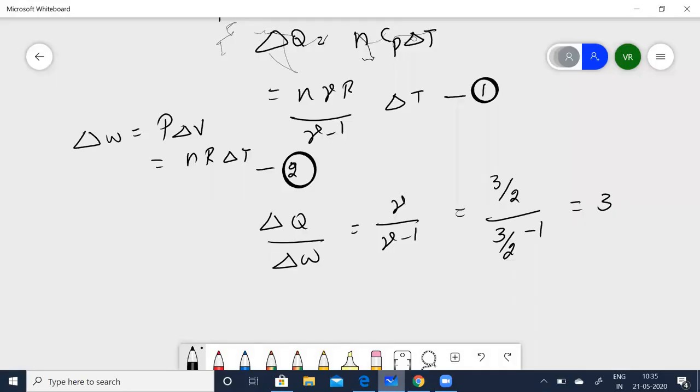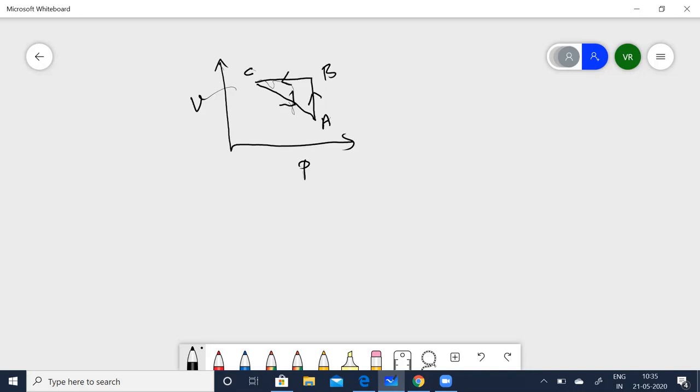Let me draw the graph for you. First of all, it is P along the x-axis and V along the y-axis. So it is basically like this. This point is A, this point is B, and this point is C. So it is an isochoric process because the pressure is constant. You can see that. A to B, B to C, and then C to A.